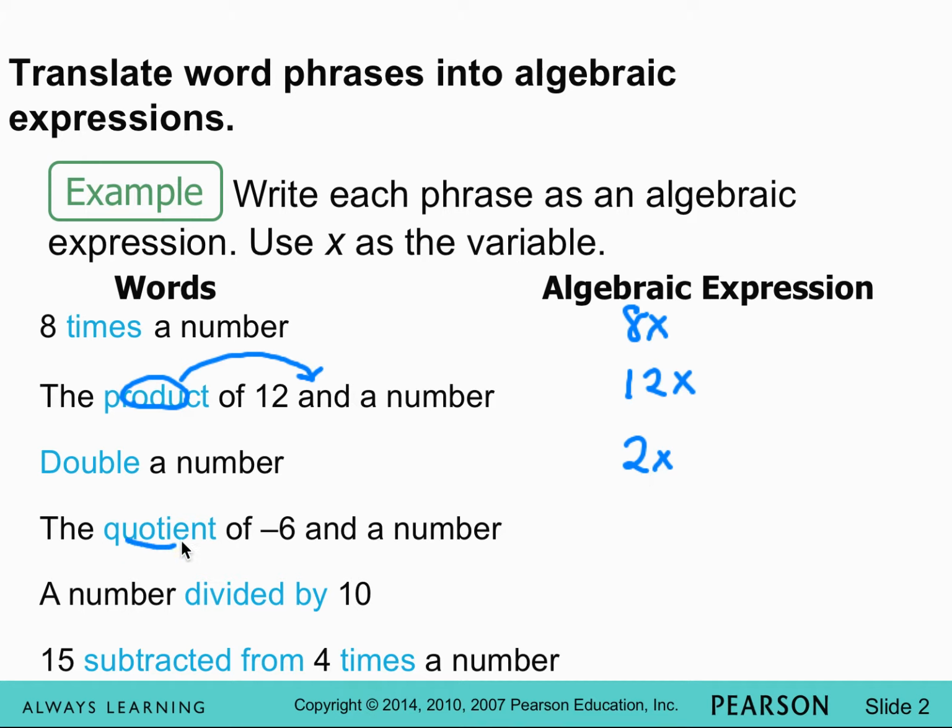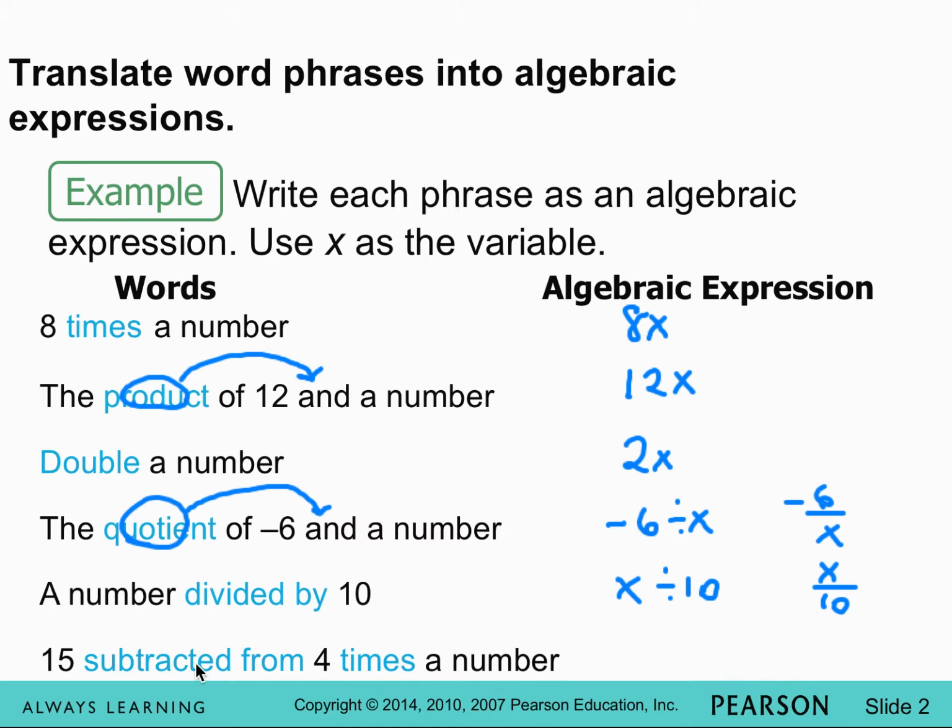The quotient, there's one of those words, so I know a division sign goes right there. -6 divided by a number. Or you could write it like this, either way. Now this is a number divided by 10. Right? Or this, both of those are perfectly acceptable.